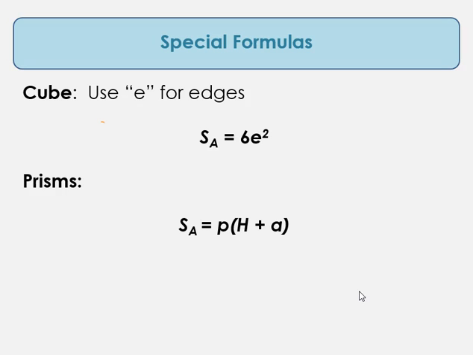Here are some other special formulas you can use. I won't derive these, but put these in your notes, and I would use these formulas instead of S equals A plus L plus 2B. So for a cube, instead of saying sides, we say E for edges, and it will be S equals 6E squared. For prisms now, instead of S equals L plus 2B, you can say S equals the perimeter times the height plus the apothem. So if you have the apothem length, this works very well.